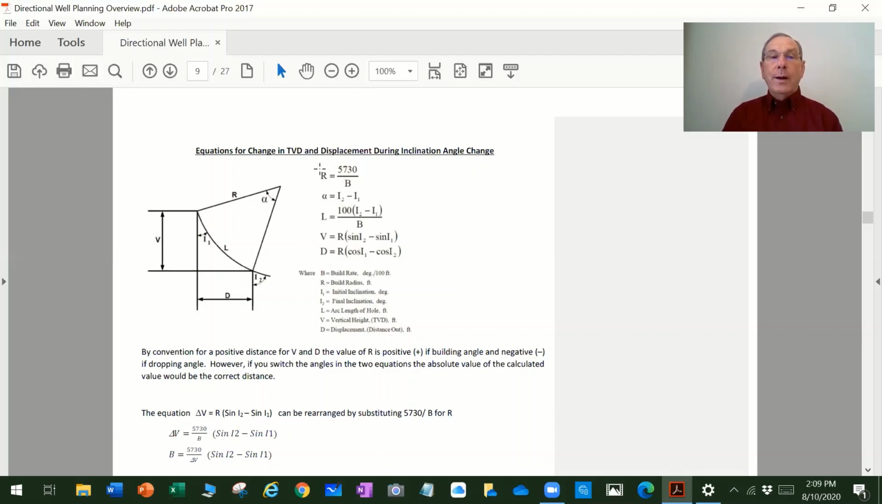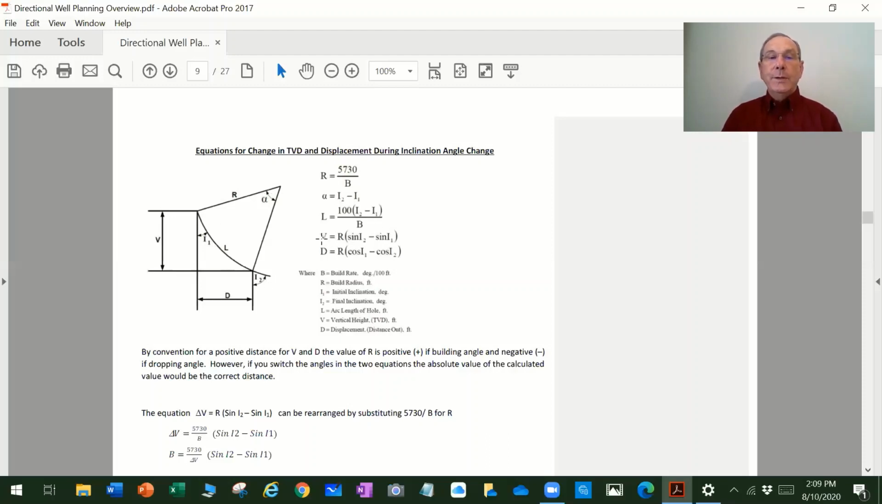So R, as we have already seen, is 5,730 divided by the build rate. And this enclosed angle is the difference between the two inclinations. So if this happens to be 30 degrees and that was 60 degrees, then the difference is 30 degrees. It would take a 30-degree change there in order to change these two angles accordingly.